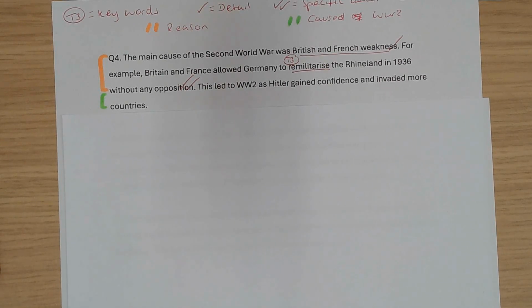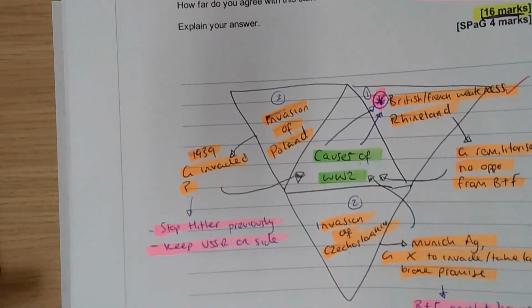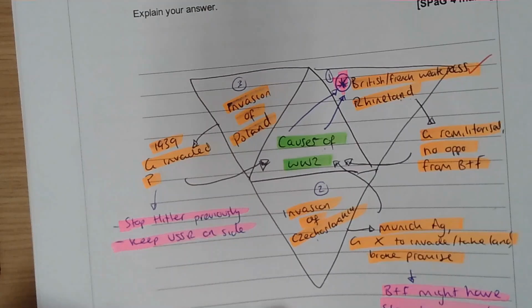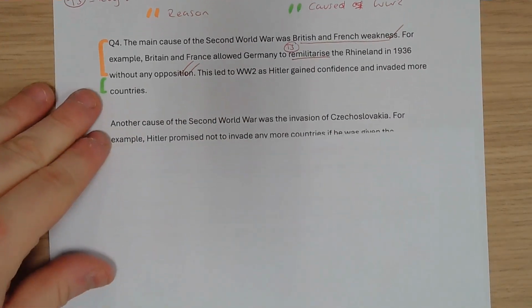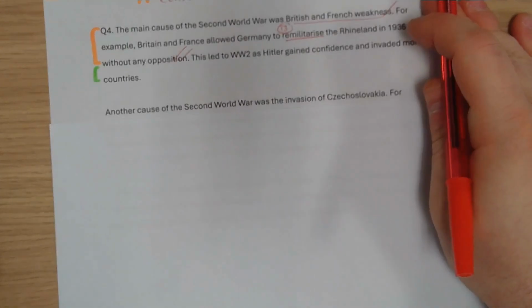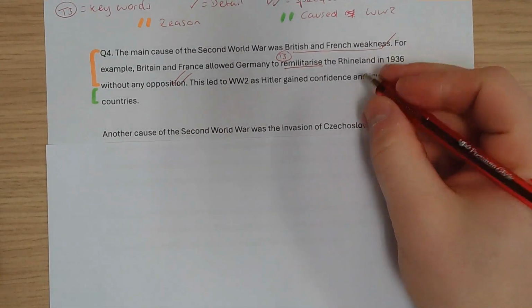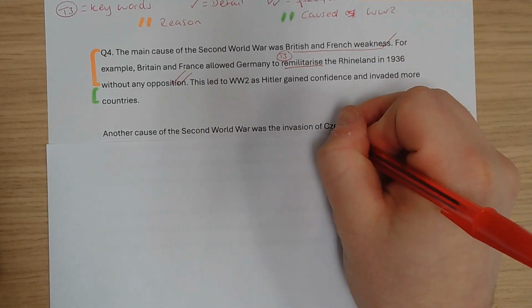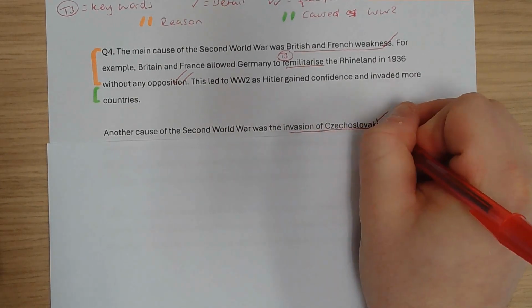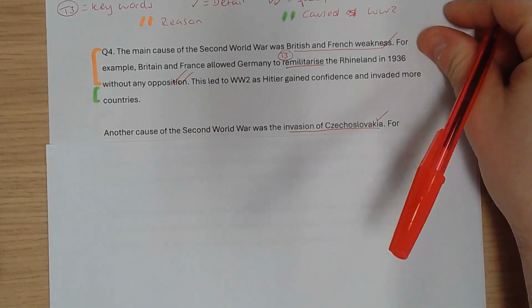And then what I need to do, just for your level 1, I need to go to another part of my answer, so either the invasion of Czechoslovakia or the invasion of Poland. So I wrote another cause of the Second World War was the invasion of Czechoslovakia. Okay, tick. I'm going to underline invasion of Czechoslovakia. What do I know about the invasion of Czechoslovakia?